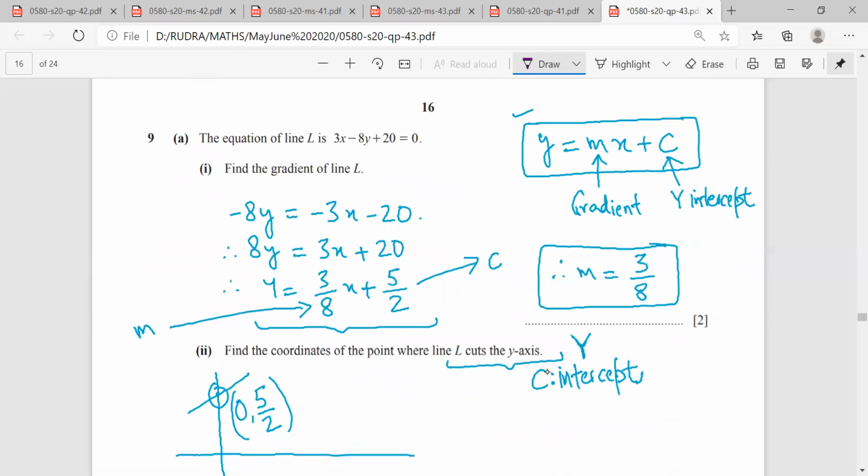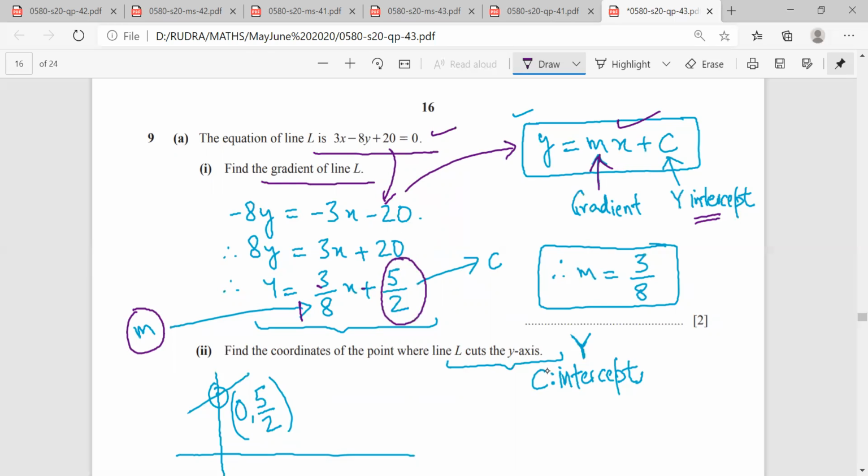Next question. The equation of line is given; find the gradient of the line. The standard formula for the gradient of line is y is equal to mx plus c. M is the gradient, c is the y-intercept. So I need to reduce this equation in the format of this. And when I do basic algebra, I will get the slope of this line to be 3 by 8 and the y-intercept to be 5 by 2. Mr. Rudra, any doubt? No, sir. So the gradient of the line is 3 by 8.